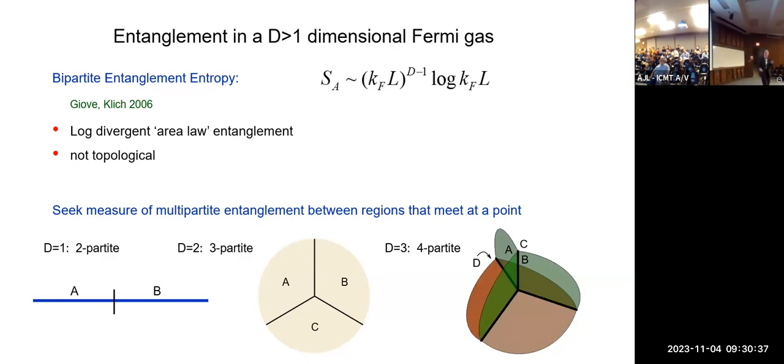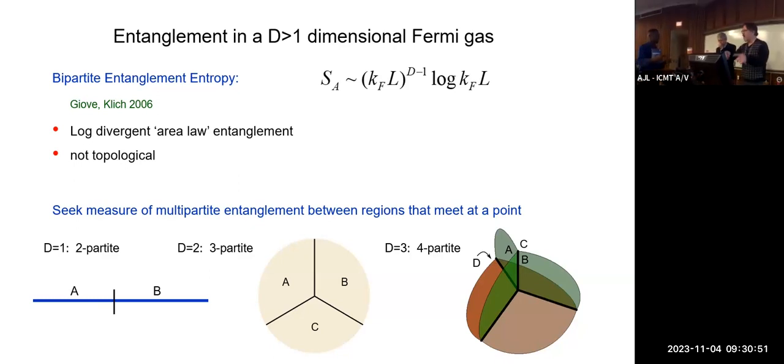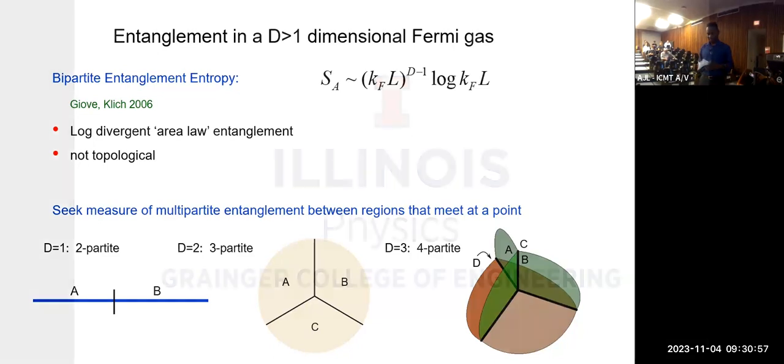That's exactly my point. What we have shown is that the entanglement is related to the number correlations for a Fermi gas. The number correlations do depend on the Landau parameters, but the entanglement does not.